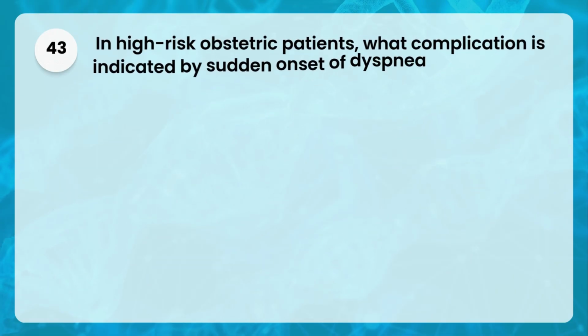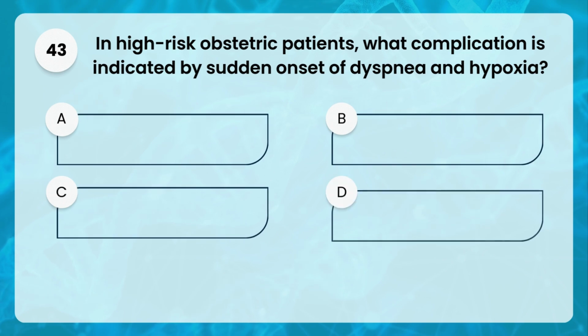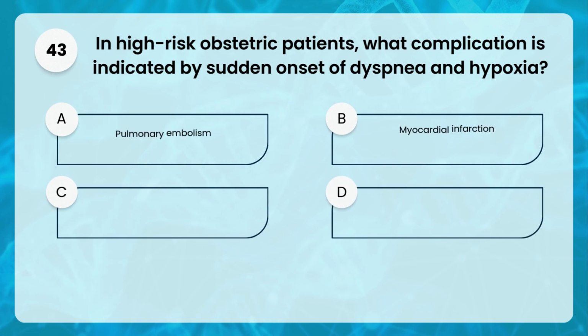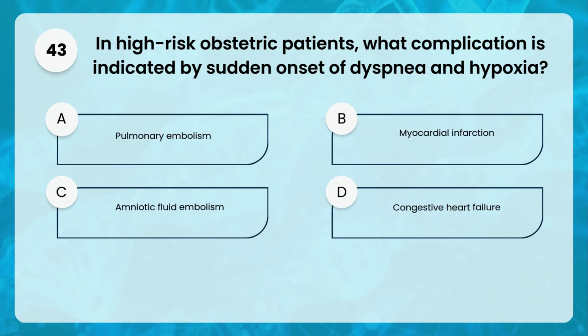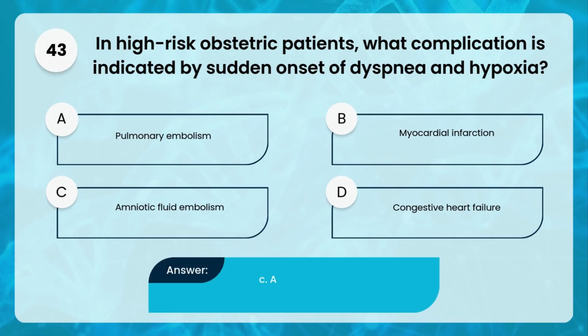43. In high-risk obstetric patients, what complication is indicated by a sudden onset of dyspnea and hypoxia? A. Pulmonary embolism. B. Myocardial infarction. C. Amniotic fluid embolism. Or D. Congestive heart failure. The answer is C.